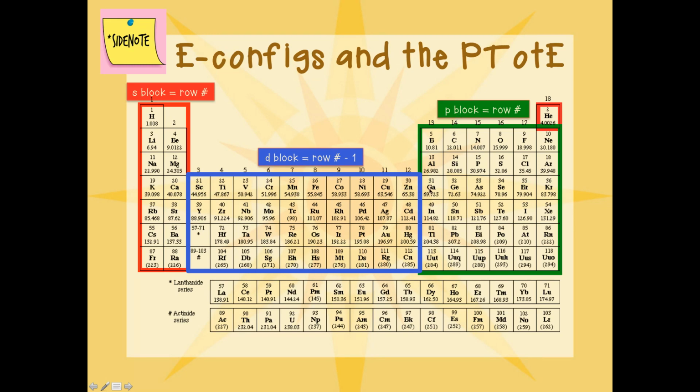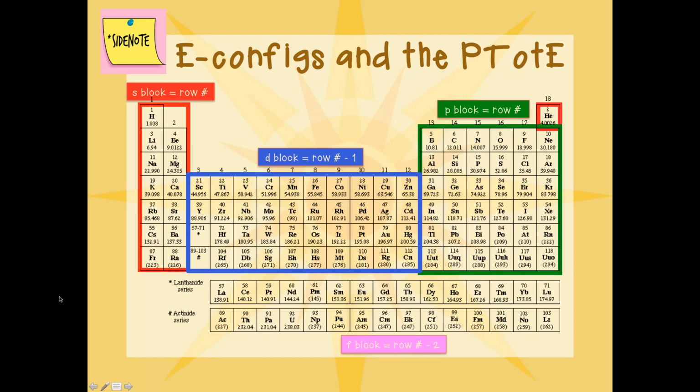Now I go back to the P block, which is 4. It's the same as the row number, so 4P6, and then 5S2, and then now I go back to row number minus 1, D block, 4D1, 2, 3. So then that would bring me to 41 electrons, and that would match my periodic table and my electron configuration.